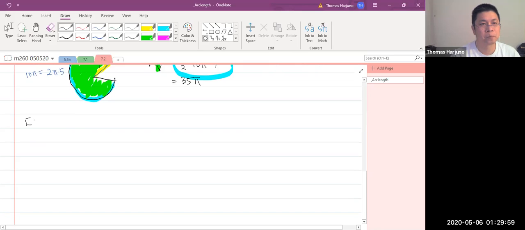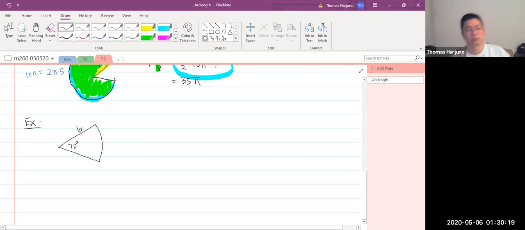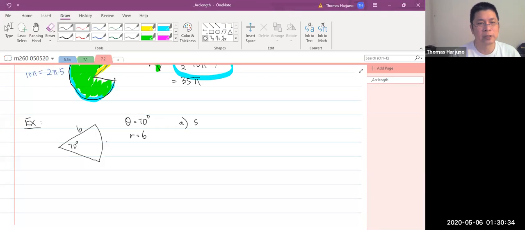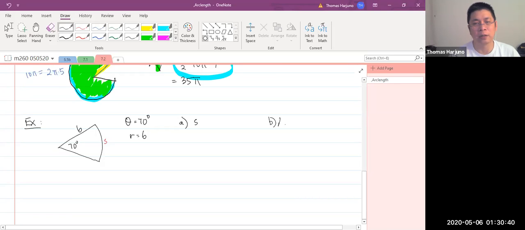Example. For example, suppose I have a sector whose angle is 70 degrees and the radius, let's say, is 6. My question is, so theta equals 70 degrees, the radius equals 6. The first question is find the arc length, find S. And then second, find the area of the sector.